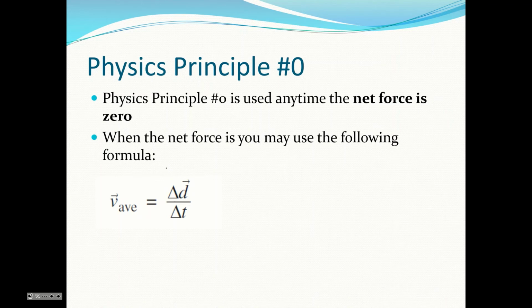V equals d over t. I usually write it like this. This is change, which means d2 minus d1 over t2 minus t1. But the reason I don't usually include those is because, well, what's your distance 1? 0. Something minus 0 is just d2, right? Your time is usually 0 to start, so you don't include that, right?